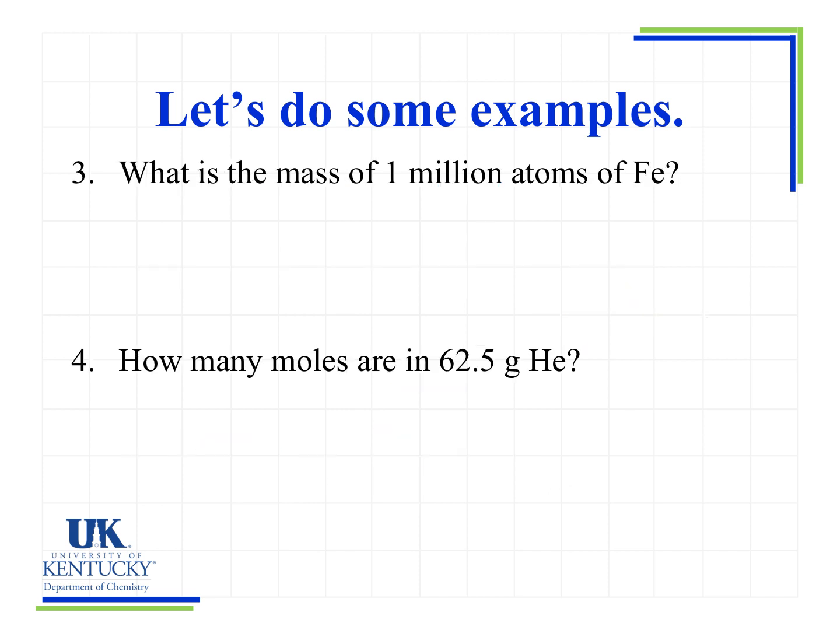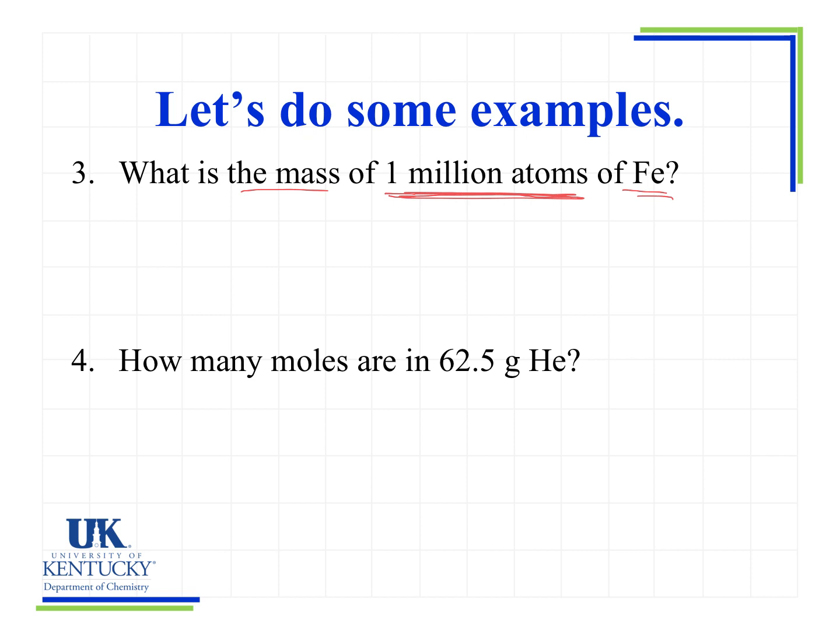Okay, so let's do some more examples. What is the mass of 1 million atoms of iron? Here we have the number of atoms, and we want to find the mass. From number of atoms, where can we go? We can go to the moles of atoms, and from moles we can go to the mass.